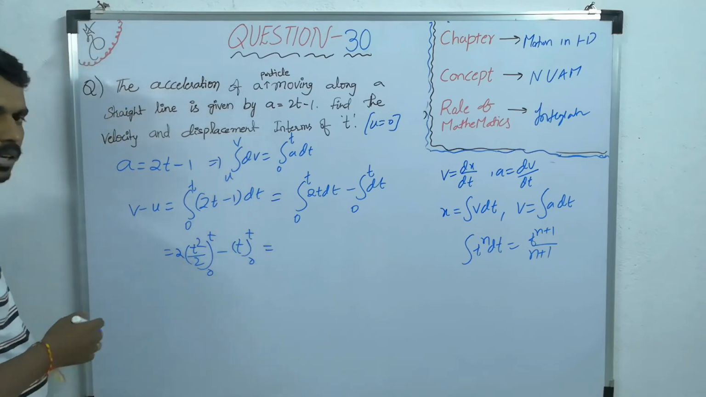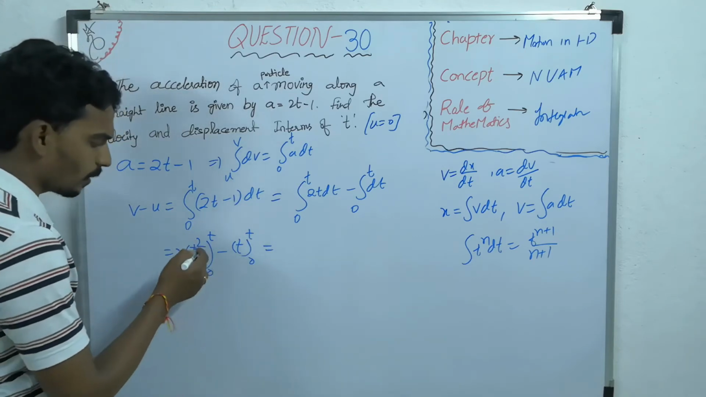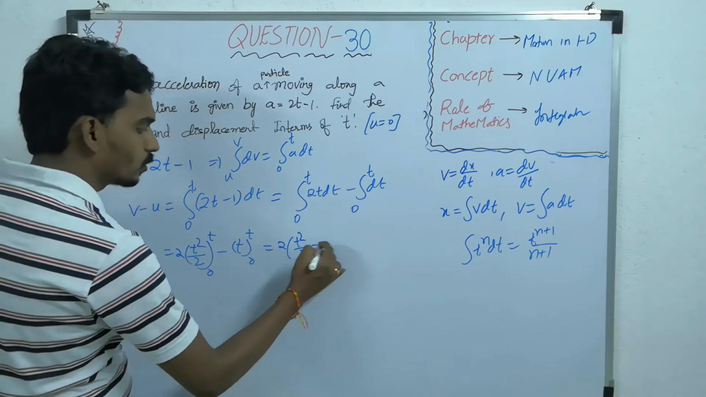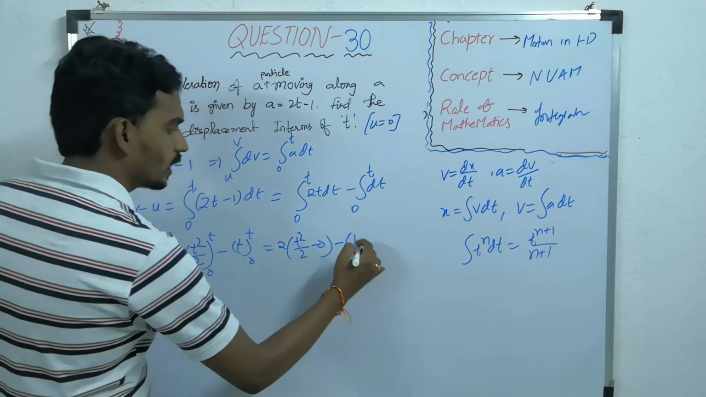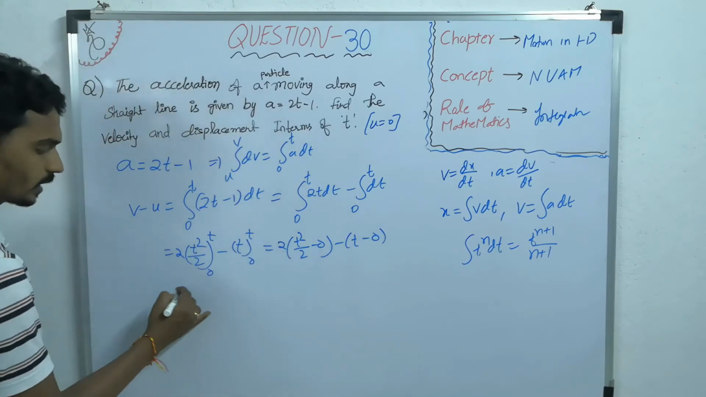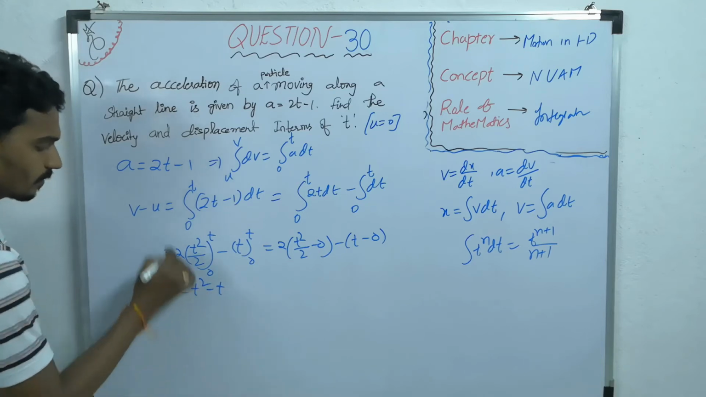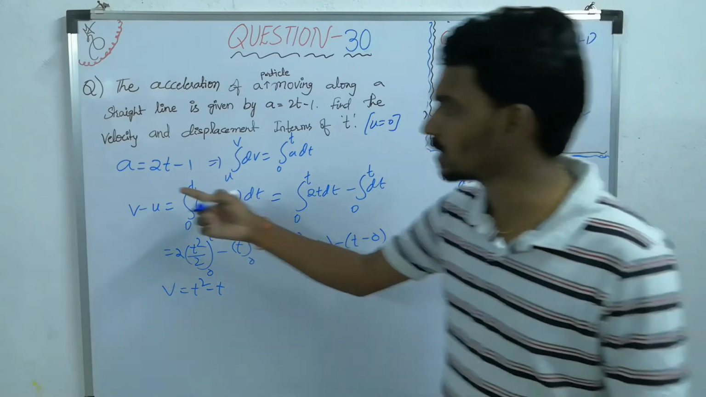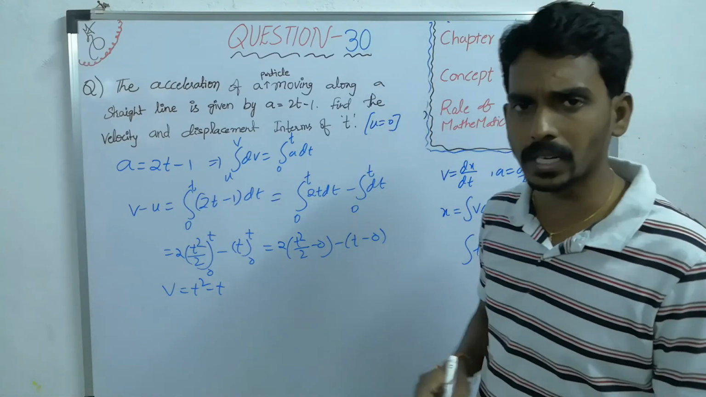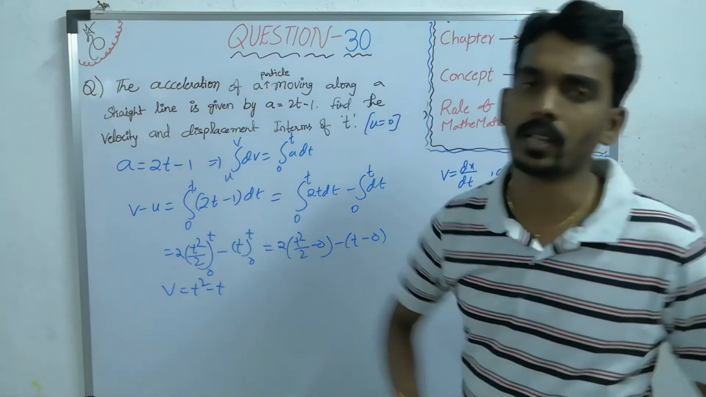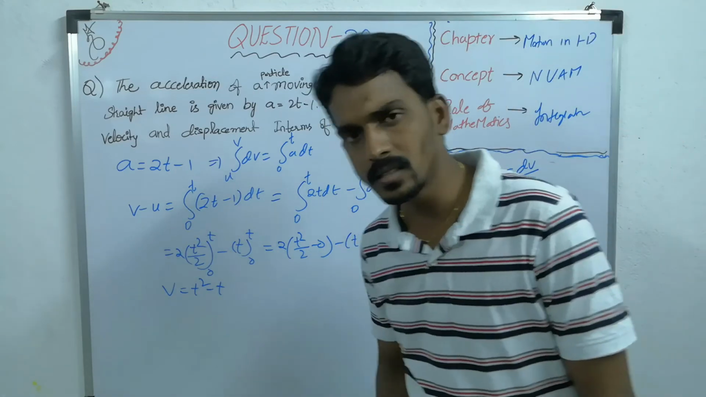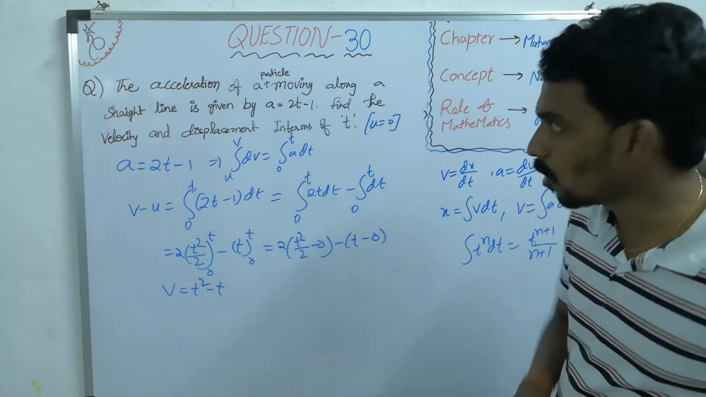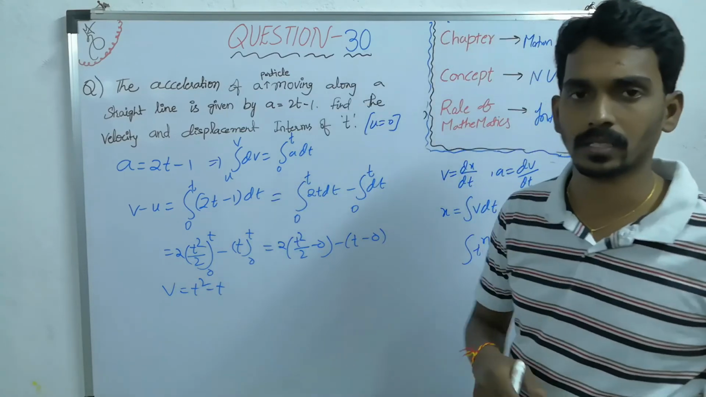If you substitute the limits, how do you do it? Upper limit minus lower limit. So 2 into t square by 2 minus 0, minus t minus 0. The 2 gets cancelled, so we get t square minus t. Here I am taking the initial velocity as 0. Otherwise, if they give 2 meter per second or 3 meter per second, you take this u value also. But here I am taking u as 0. Now this is the velocity at any instant. I got velocity from acceleration.